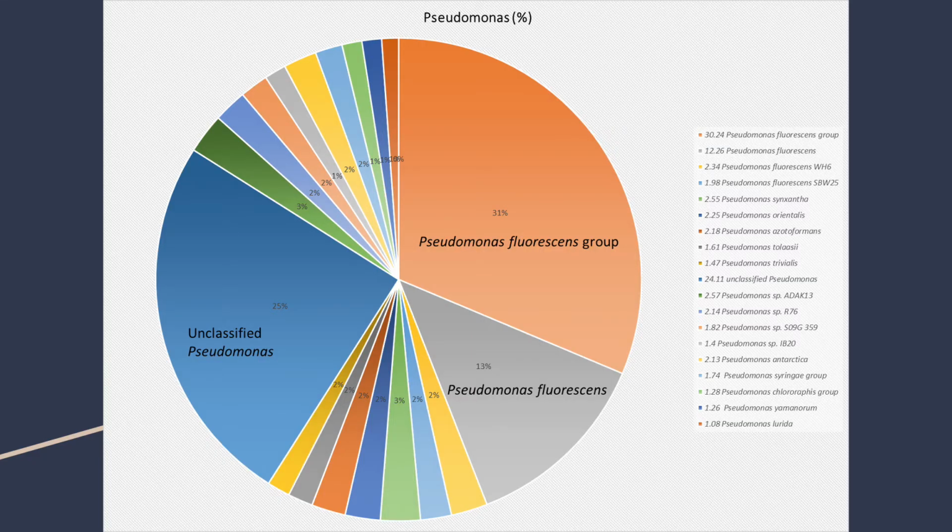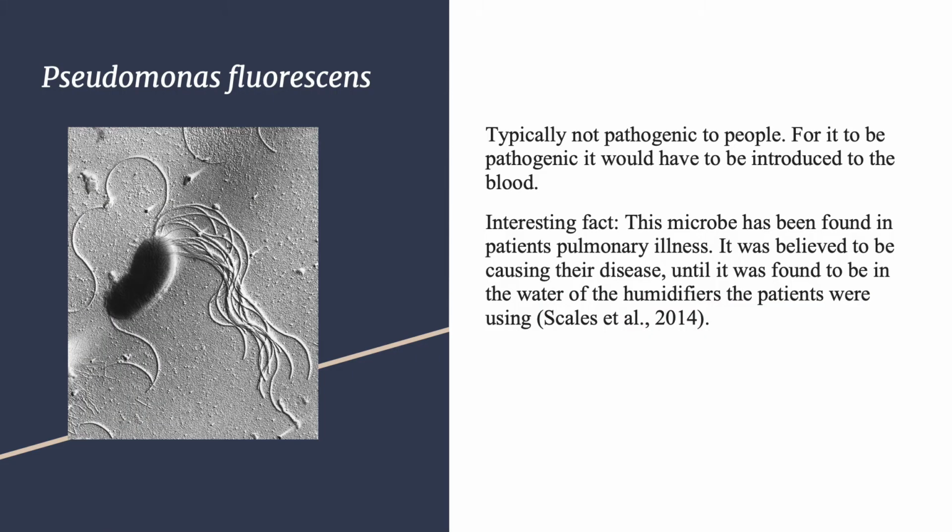Here is a breakdown of the percent Pseudomonas, and you can see that the most common Pseudomonas is Pseudomonas fluorescens, and then unclassified Pseudomonas, and very small amounts of several other types of Pseudomonas. Pseudomonas are motile with bipolar flagella, and sometimes they actually have more than one flagellum. In this picture, you can actually see that the pseudomonad has several flagella.